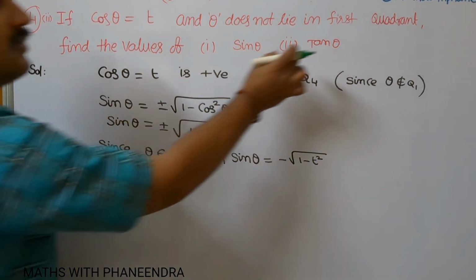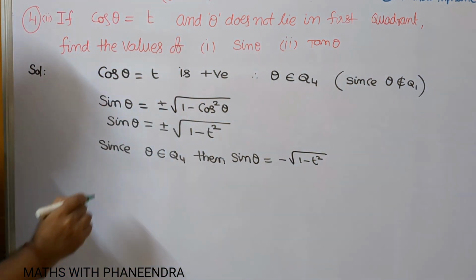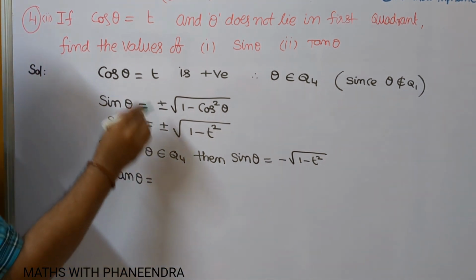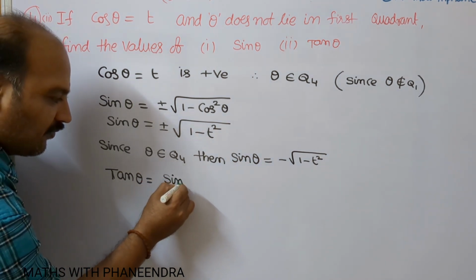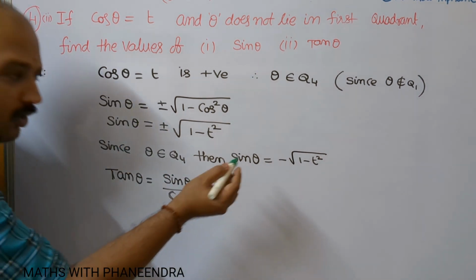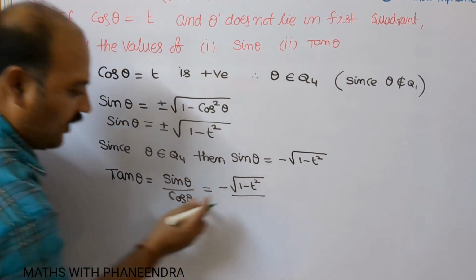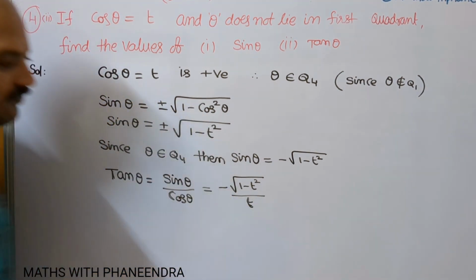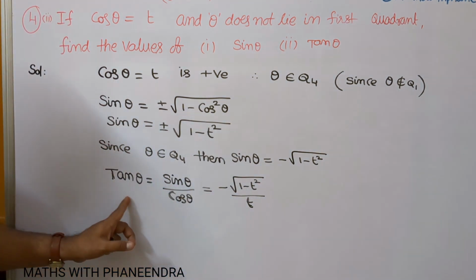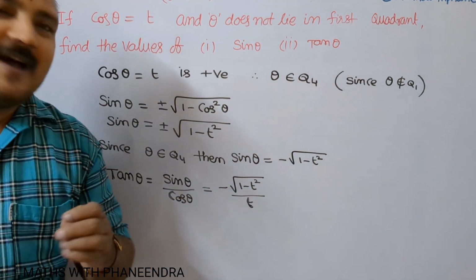Now, tan theta is sin by cos only. Tan theta in the fourth quadrant is also negative. Tan theta equal to sin theta by cos theta. If you draw the right angle triangle you will get it by using the definition, but here we did not draw. Minus root 1 minus t square divided by cos theta value t. So the value of sin theta is minus root 1 minus t square, and tan theta is minus root 1 minus t square by t. I hope you understand. I will move to another question, dear students.